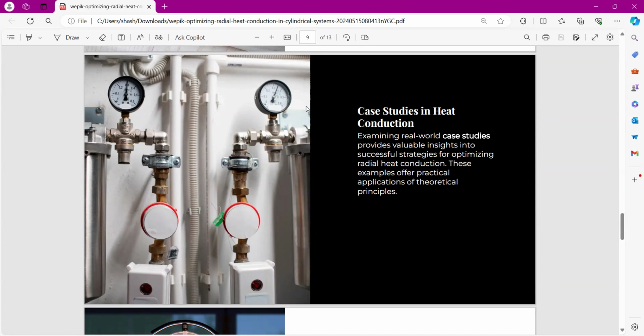Case studies in heat conduction. Examining real-world case studies provides valuable insight into successful strategies for optimizing radial heat conduction. These examples offer practical applications of theoretical principles.